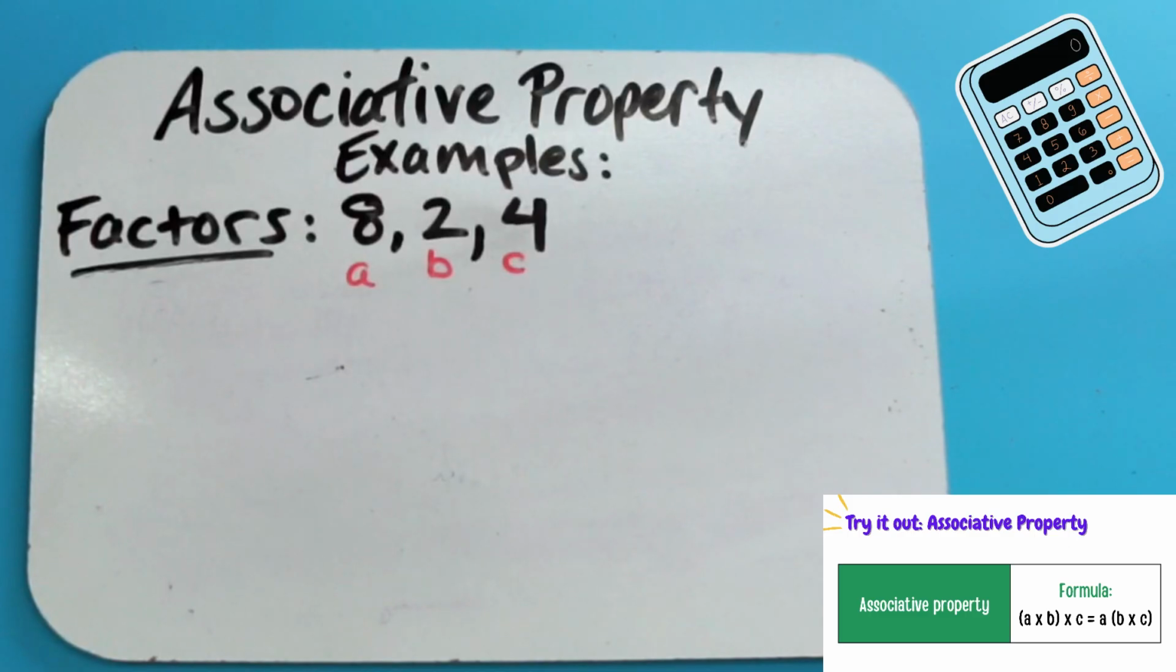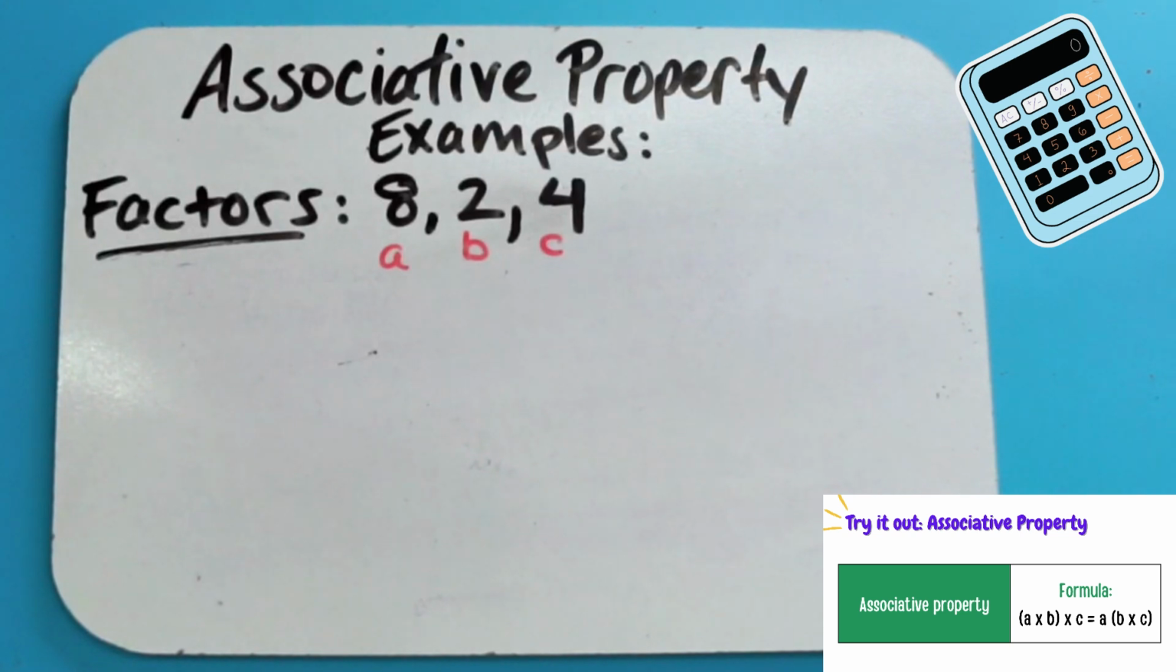The associative property formula is (A times B) times C is equal to A times (B times C). Now for this particular example, we're going to use the numbers 8, 2, and 4. 8 will be A, 2 will be B, and 4 will be C. This is just to help you visualize what happens when we replace those letter formulas with the actual numbers. Okay, so let's jump in.